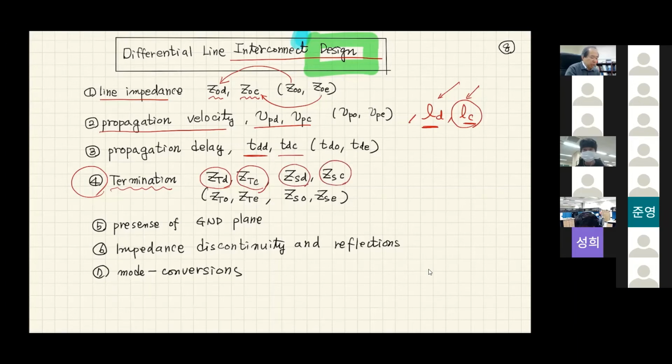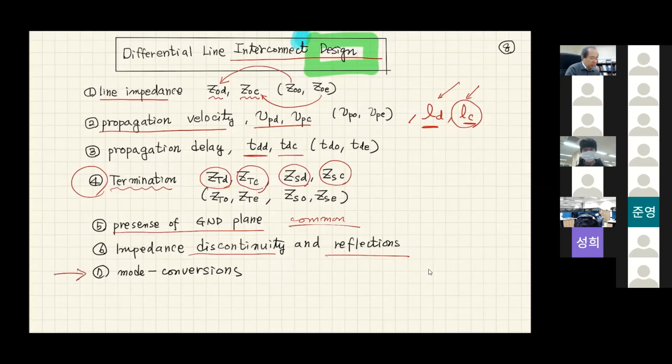Also, sometimes you may have a ground plane, or to control the common mode, you have to design the ground plane. And sometimes it is unavoidable to have impedance discontinuities and reflections. In those cases, how much discontinuity and reflection you are going to accept is also a design issue.